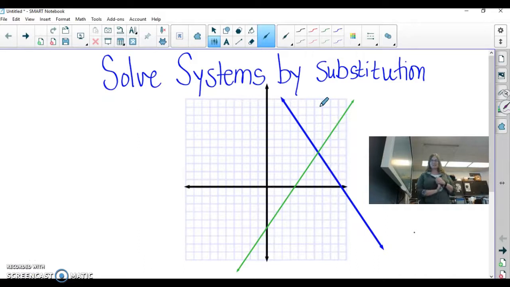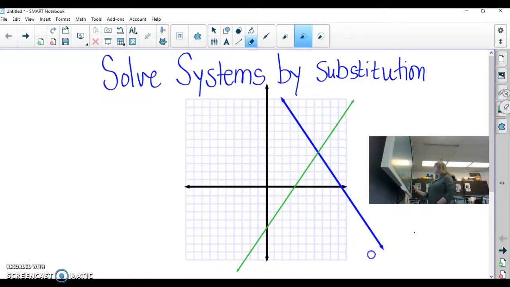What we're going to do today is learn how to solve systems by using a method called substitution. In the last lesson, we learned how to solve systems by graphing, but sometimes when you try to graph the system, you might end up with a situation like this, where the solution is somewhere in between. It's not directly on a grid mark, and so you'd have to estimate that solution. So sometimes it's very difficult to solve for the exact solution by graphing.